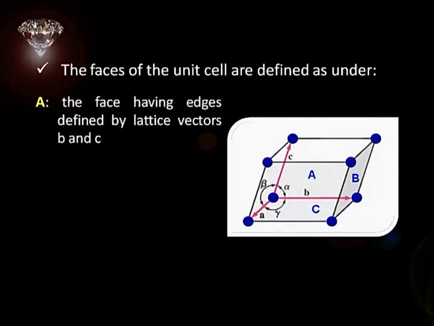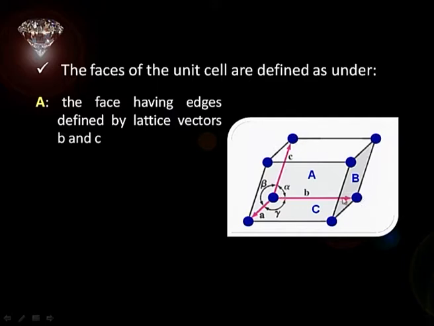Further, in the 3-dimensional lattice, each unit cell will be bounded by faces. These faces also follow a terminology. A is a face which has edges defined by lattice vectors B and C. Let us see here. You have a unit cell here, so you have the vectors B and C.